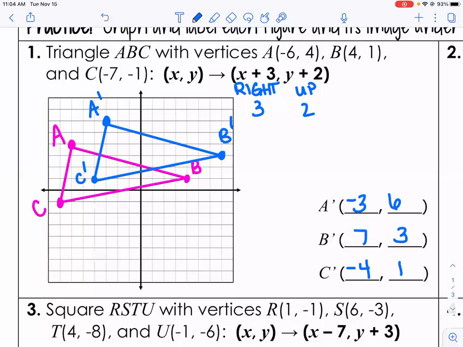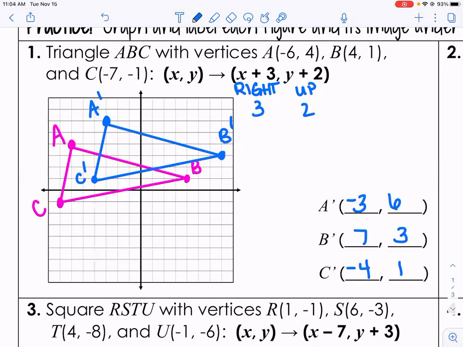Okay. Now, going back to Friday's lesson, these two triangles are congruent. They have the same size, they have the same shape. Nothing about shifting it, right 3 up 2 has changed the shape. So they result in congruent figures. Okay.